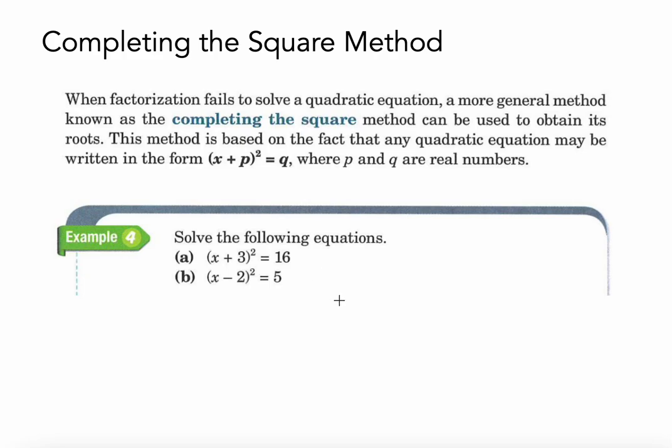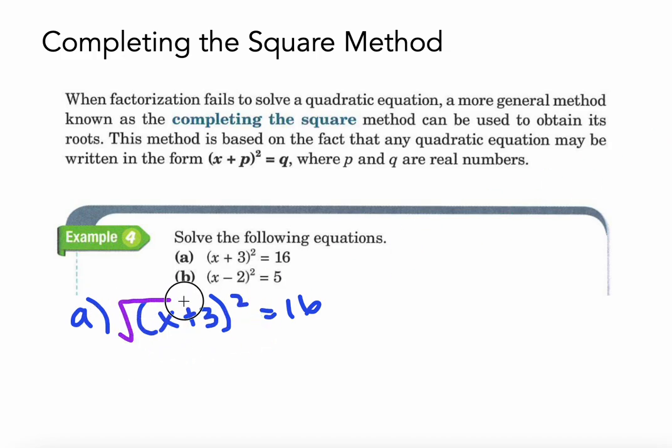So going along with that, let's look at example 4 from your book. We need to solve the following equations. A has (x plus 3) squared equal to 16. B is (x minus 2) squared equals 5. We're going to follow the same concepts, the same thinking. So starting with A, we have (x plus 3) squared equal to 16. Just like before, we want to unravel the square. We want to square root that to cancel it out, so the other side has to be square rooted.